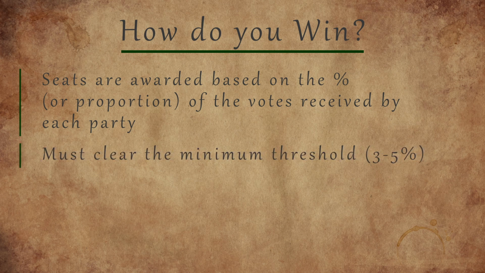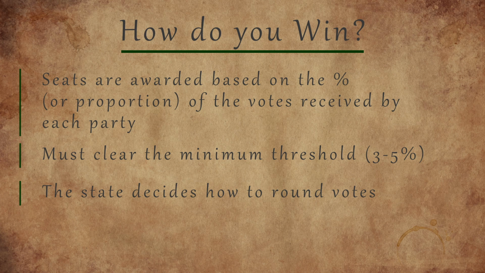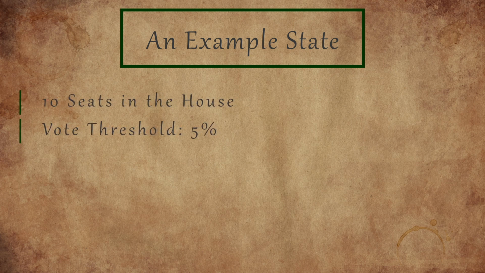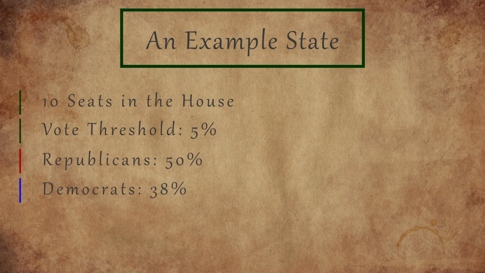If the votes do not divide evenly into the number of seats available, the state has the right to determine how best to round votes in order to achieve a fair result. To keep the math simple, let's say a state has 10 seats in the House of Representatives with a vote threshold of 5%. After all the votes are tallied, the Republicans have 50% of the vote, the Democrats have 38%, the Libertarians have 10%, and the Green Party has 2%.